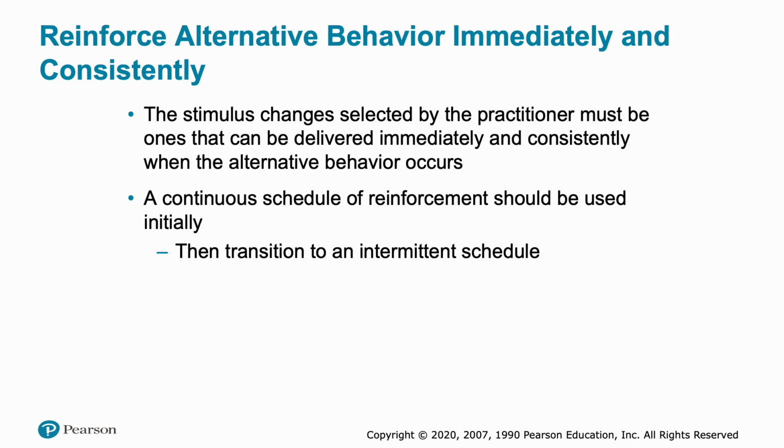You also want to make sure that the reinforcement for the alternative behavior is immediate and consistent, like I just mentioned. So the stimulus change selected by the practitioner must be one that can be delivered immediately and consistently when the alternative behavior occurs, and a continuous schedule of reinforcement should be used initially. Once the alternative behavior is established in the person's repertoire, then you can go ahead and transition into an intermittent schedule of reinforcement.